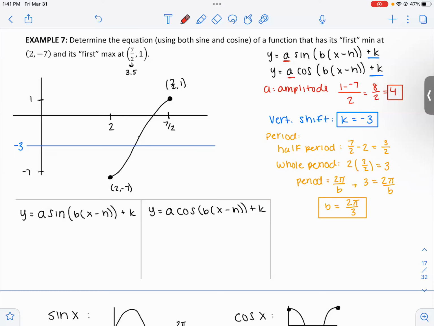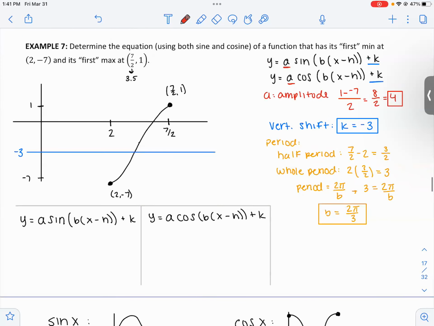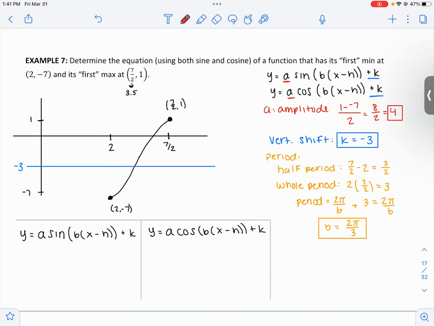Our phase shifts are going to be different for these two graphs. For sine, it will be one thing, and for cosine, it will be something else. And that's simply because while these two graphs sort of have the same shape, they don't start in the same place. Okay? So if I have only half of a period graphed, it can be helpful to go ahead and graph the other half.